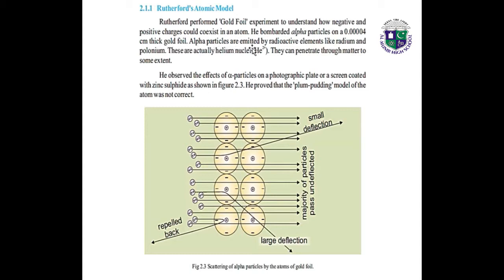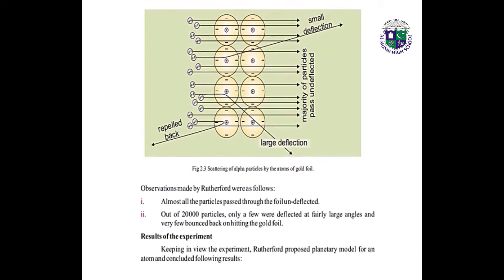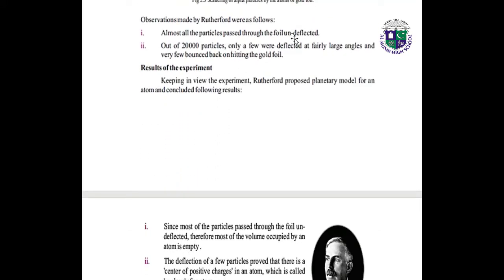Alpha particles are emitted by radioactive elements like radium and polonium. These are actually helium nuclei. They can penetrate through matter to some extent. So this picture shows it. What were the observations? Almost all the particles passed through the foil undeflected. Out of 20,000 particles, only a few were deflected.